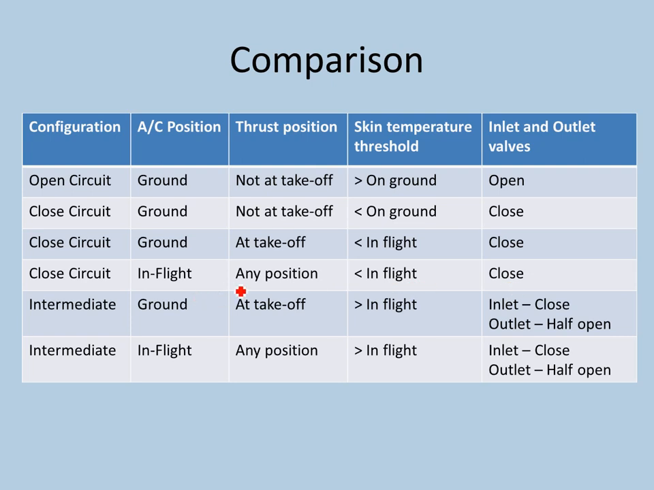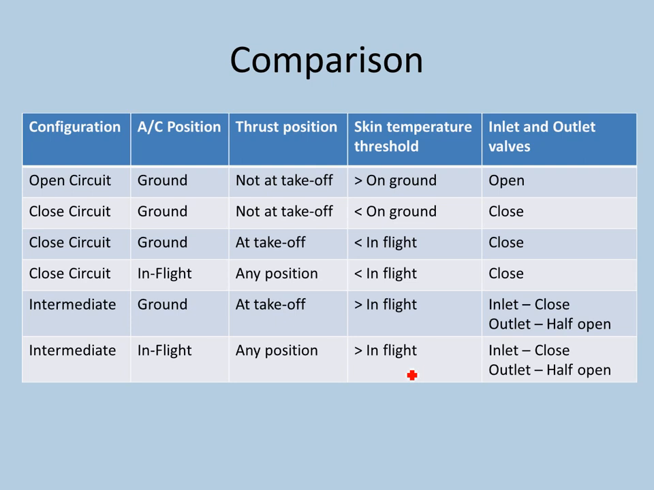And thrust in flight could be any place. It's not required. It could be in any position. And intermediate at takeoff, you're on ground, greater than in flight. This is the condition. Intermediate in flight, any position. Thrust lever can be at any position in flight. And greater. So I know it would be very confusing.